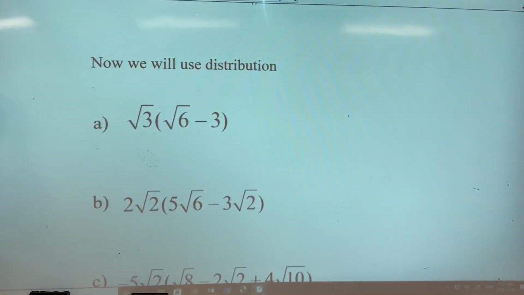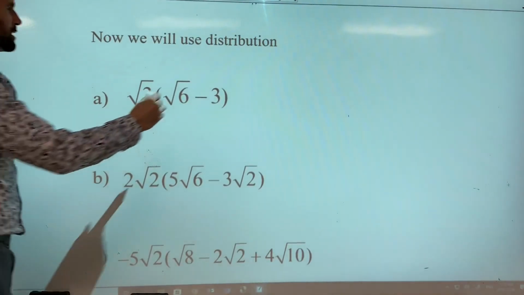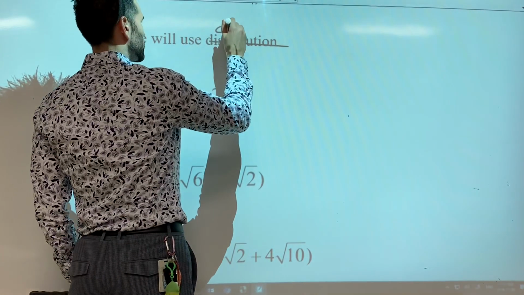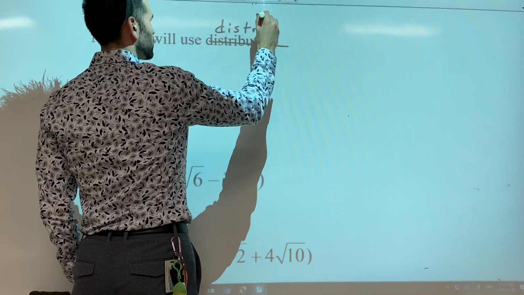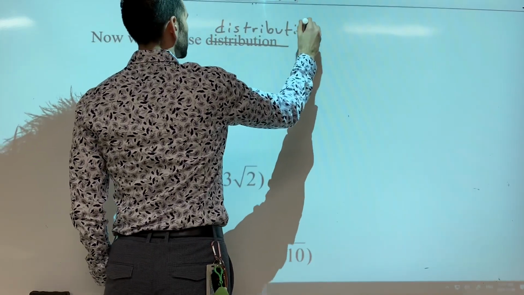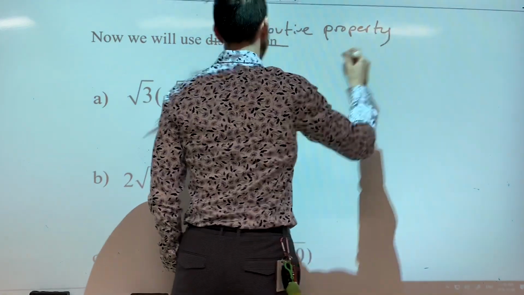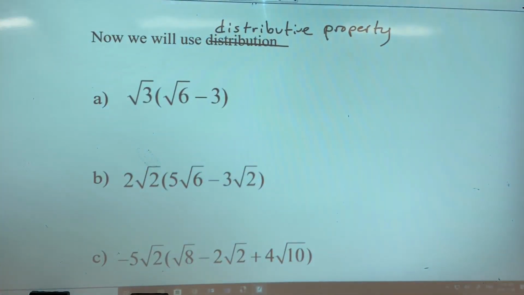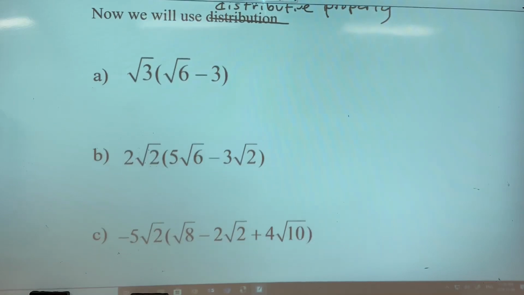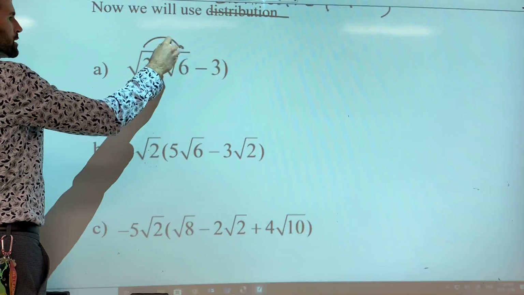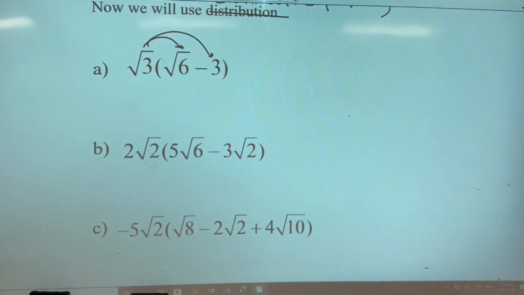So now we'll use distribution. That really bothers me. Can you write the distributive property? So now we'll use the distributive property. It just says if you got brackets and a number outside, you got to multiply everything in the brackets by that number. So if it's a square root, no difference. So it's going to distribute inside.